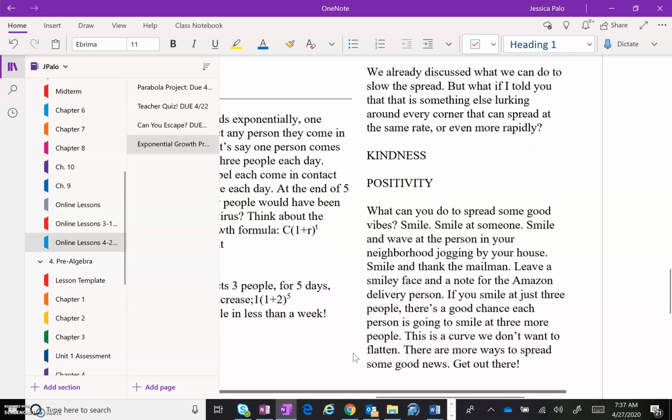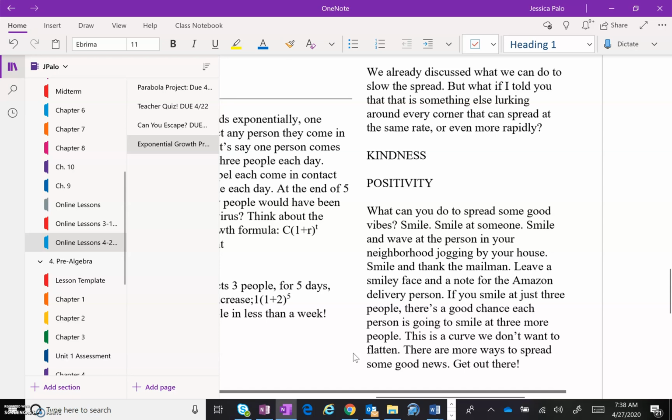So what I decided to spread through the population at the same rate, but hopefully more rapidly, is kindness and positivity. So how do I want to spread my good vibes? I want to smile at a person jogging through my neighborhood. I want to smile and thank my mailman. And I want to leave a smiley face and a note for the Amazon delivery person, in the hopes that each of these people will do the same for at least 3 more people.